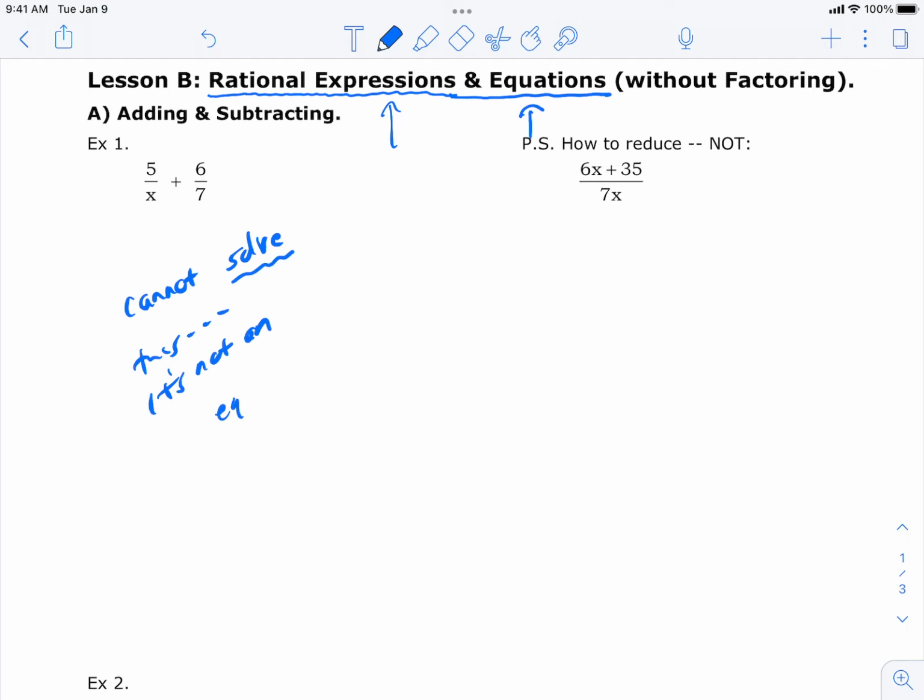Only equations can be solved. I mean, what does it mean to solve? To solve means to figure out what x is, right? How are you supposed to figure out what x is? You have no idea what you're supposed to set this stuff equal to. So there's no way to get at what x has to be, because we have no idea what this stuff is supposed to equal out to. So we cannot solve it.